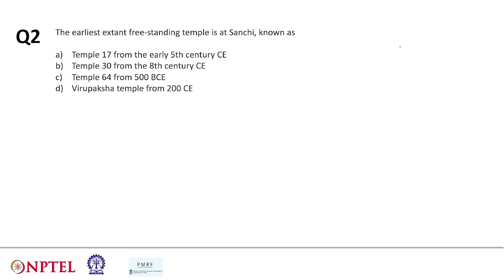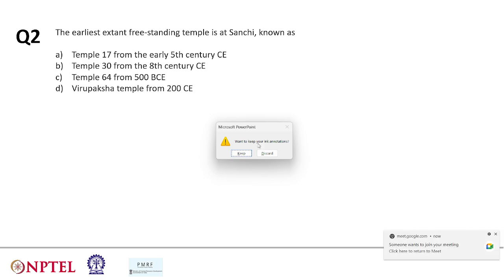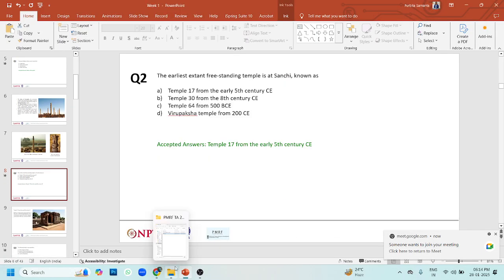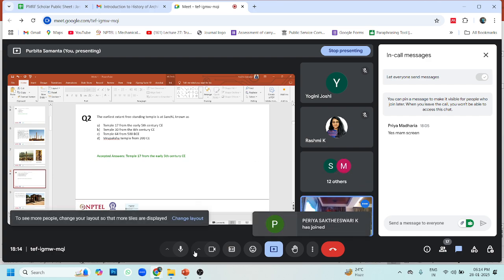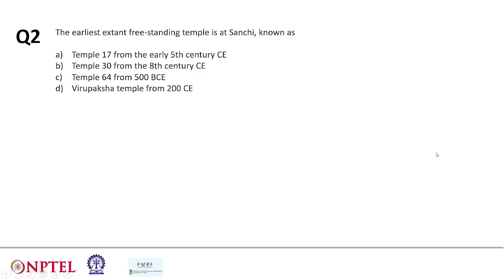Okay, moving on to the next question: the earliest extant freestanding temple at Sanchi is known as, yes, anybody with the answer? So the answer is basically Temple 17. If you look at the answer to this question, Temple 17 from the early 5th century Common Era, or CE, is basically the earliest extant freestanding temple in Sanchi.